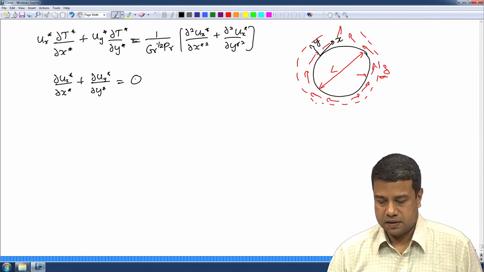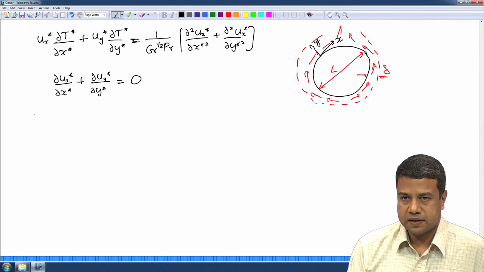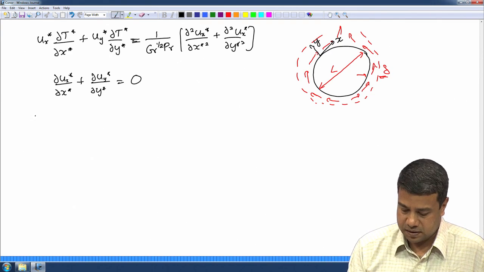That is the mass balance condition. The first one is the energy balance, the second is the mass balance, and then I have the momentum conservation equations in the x and the y direction.